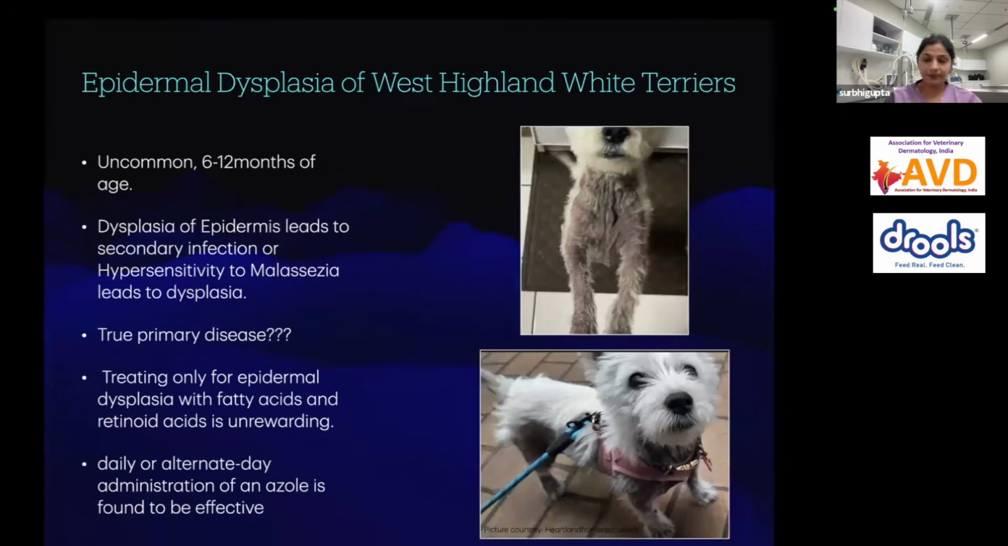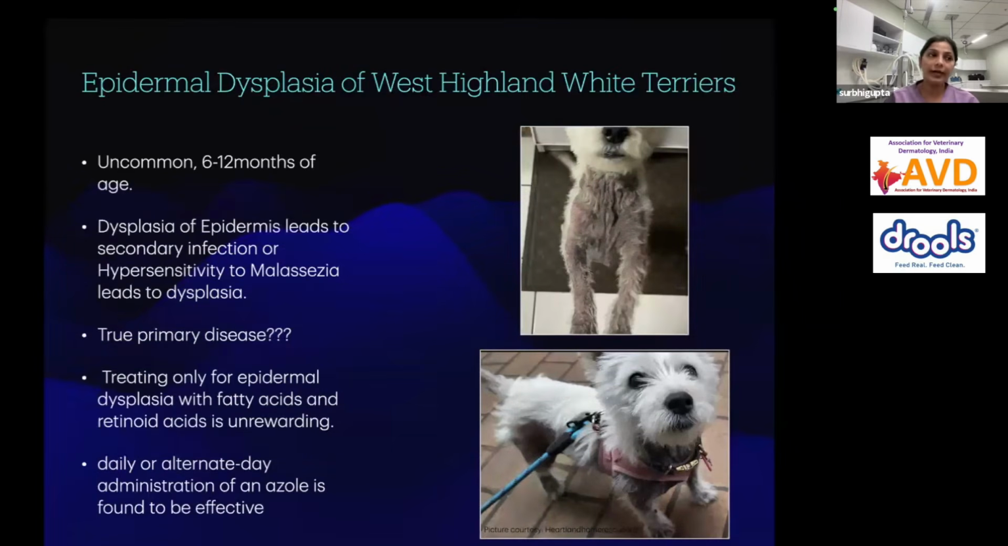Another keratinization disorder seen in Westies, the West Highland White Terriers, is epidermal dysplasia. There is a debate about this particular condition, honestly, because earlier it was thought that the epidermal dysplasia had happened, and that's why the patient is getting secondary malassezia and secondary infections. But later on, a few people saw that when they treat the malassezia, the patient becomes completely normal. Even the dysplasia has gone.